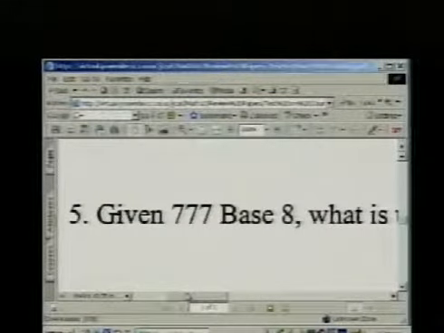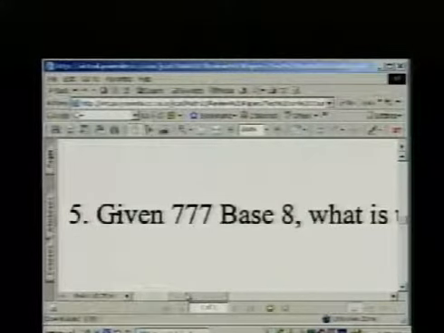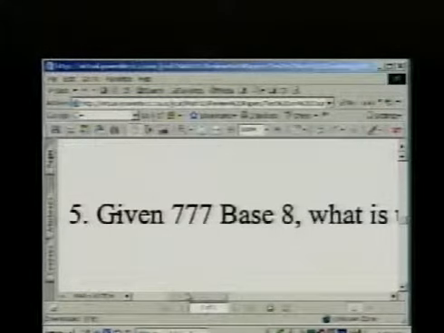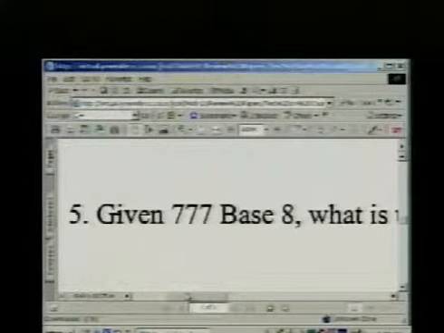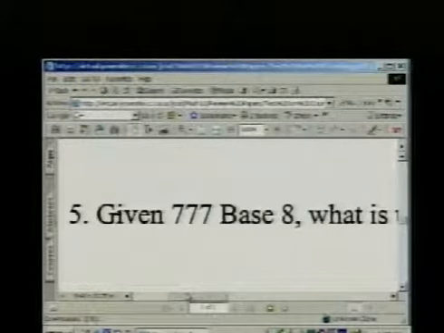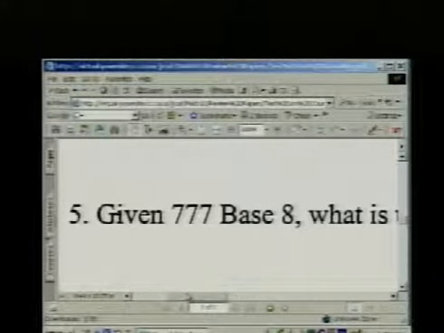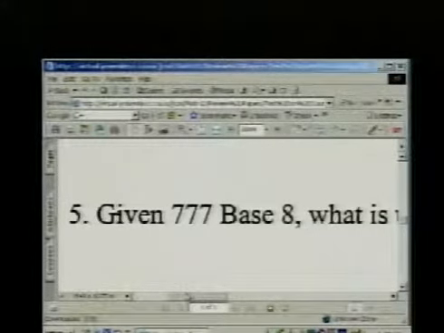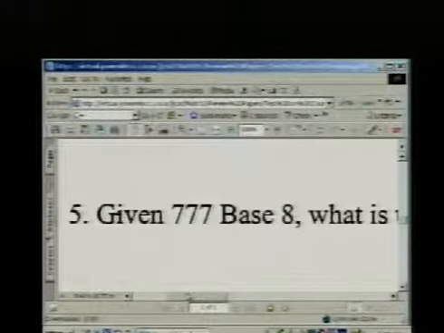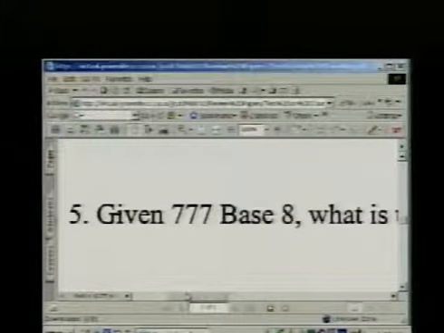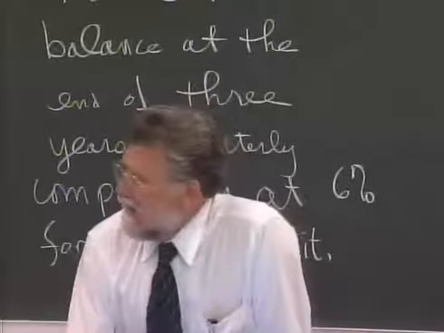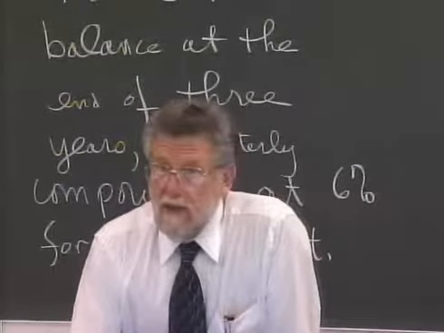Here's my number. Given 777 base 8, I want to know the next number. I want that as something you do in your head. You could write it down on paper, but you should be able to give me the next number without any real work. So I'll give you a moment more to think about it. Okay, who has this one? We have 777 base 8, and I want the next number.